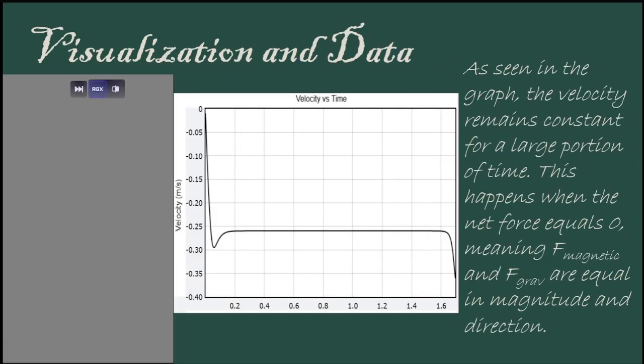Visualization and data. As seen in the graph, the velocity remains constant for a large portion of time. This happens when the net force equals 0, meaning F magnetic and F grav are equal in magnitude and opposite in direction.